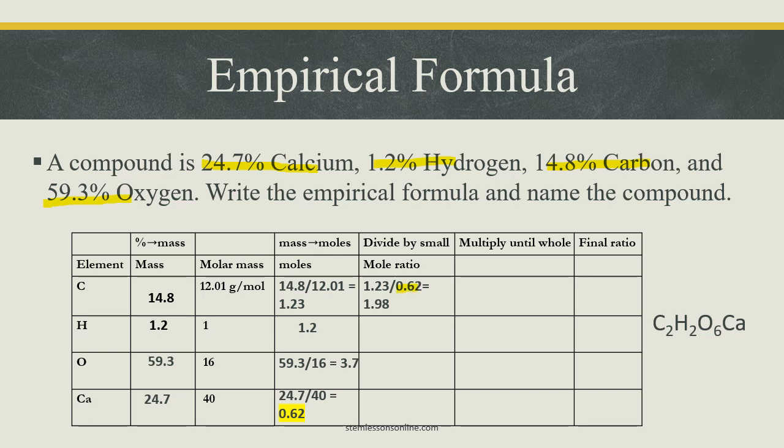So the next one, 1.2 divided by 0.62. You can simplify that. This is 1.98. This is 1.93. Very close. You can see that. Next one is 3.7 moles divided by 0.62. That is 5.96. And now the last one will definitely be 1, because we are dividing by the same number.